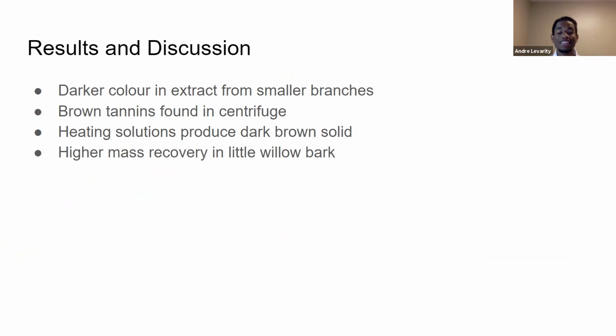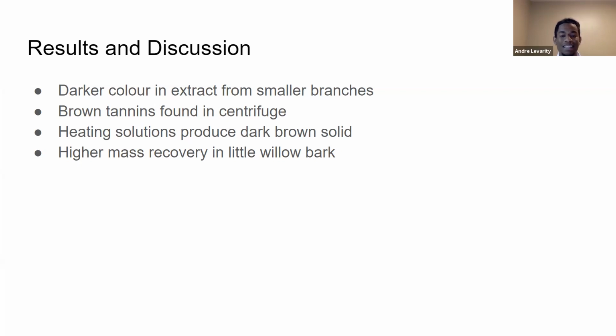So, results and discussion. From the beginning of the experiment, I noticed once I had soaked the willow bark in water, the little willow bark extracts, which are smaller in size because I had cut them up smaller, that's just how they came about, had a darker color than the big willow branches.